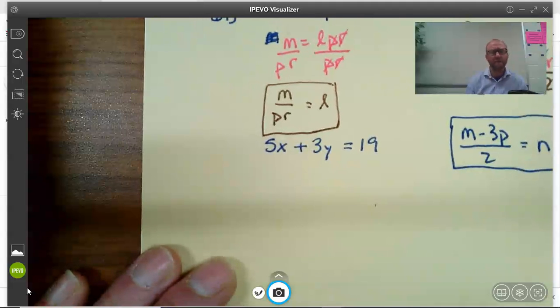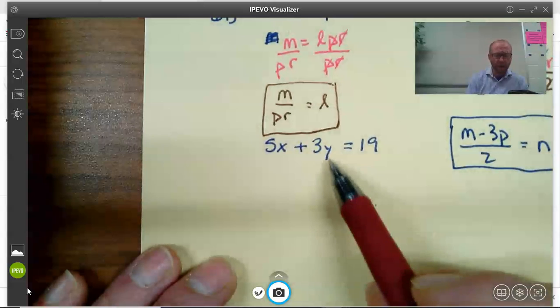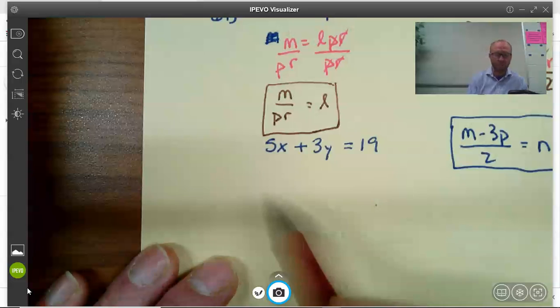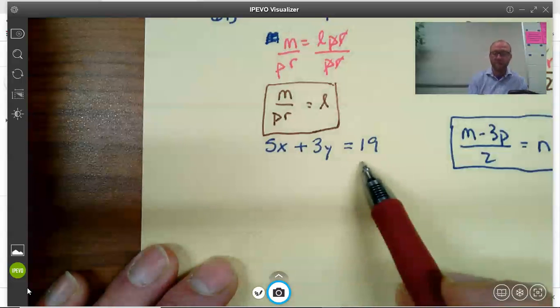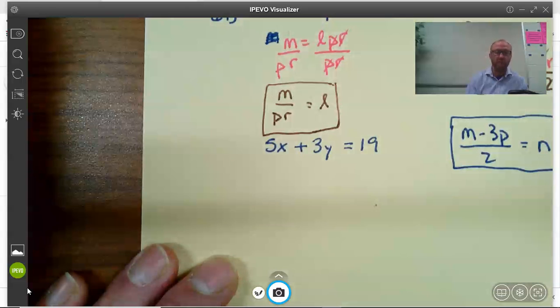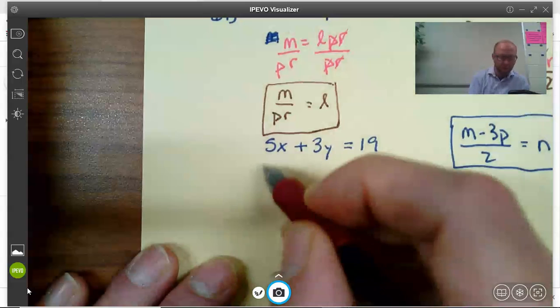But oftentimes, we want to have the y all by itself so that we can graph it, and that's called slope-intercept form. So we're changing from what's called standard form, where the x and y are on the same side of the equal sign, into slope-intercept form, where the y is isolated, and they're easier to graph. So, if we want the y all by itself, then the first thing we need to do is get rid of this 5x.